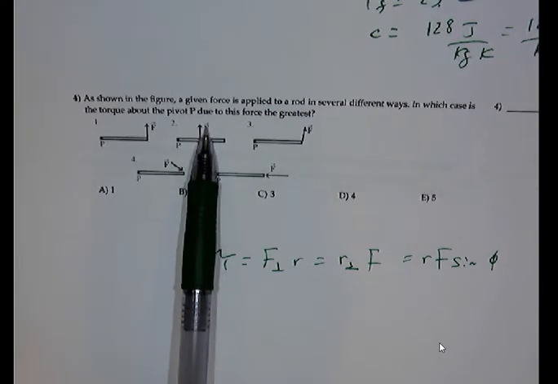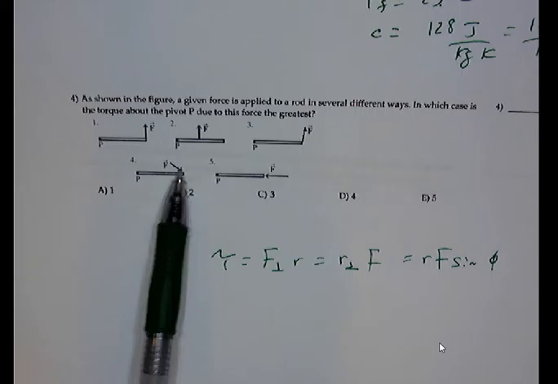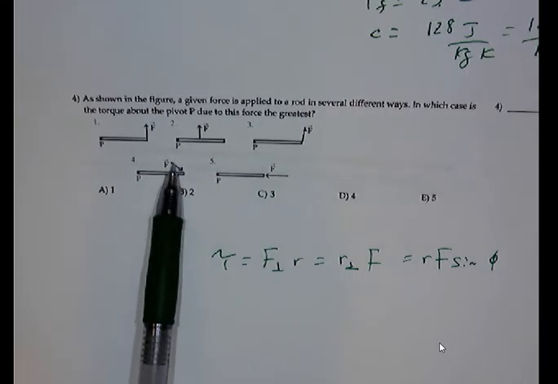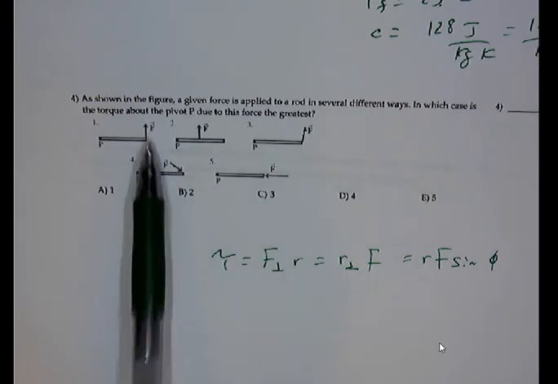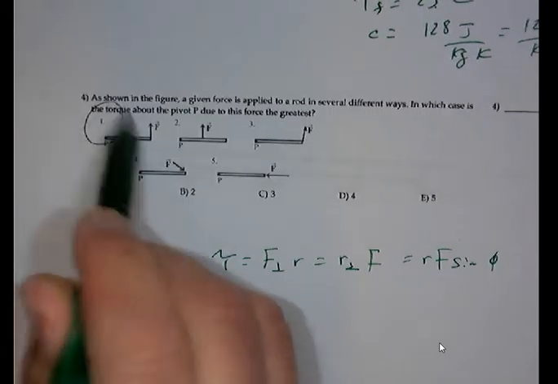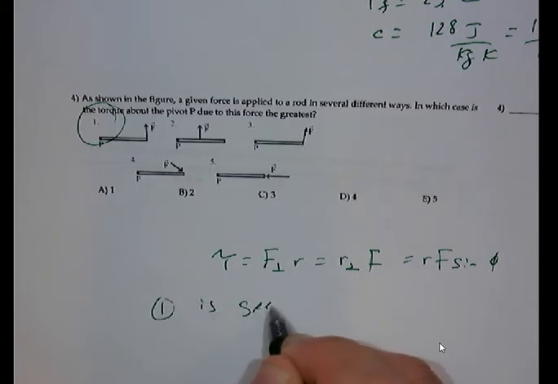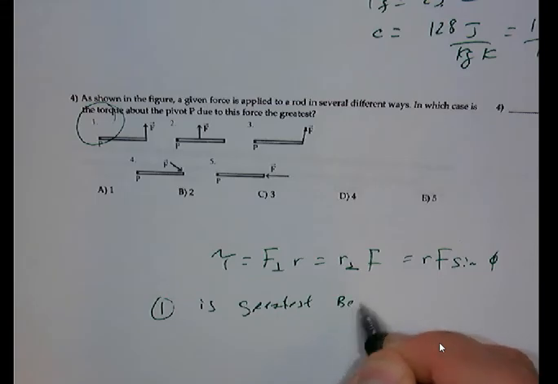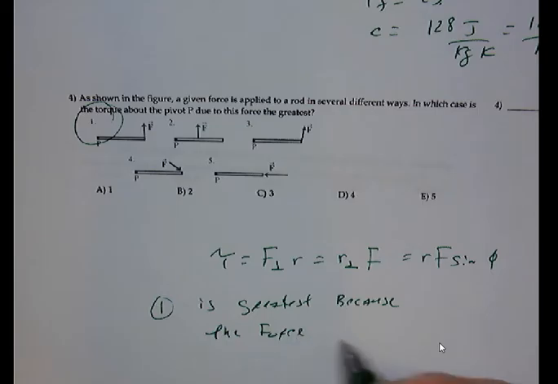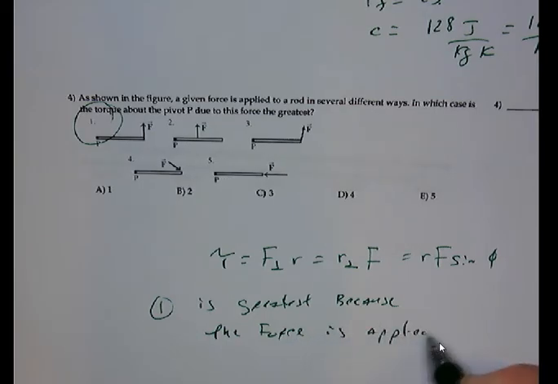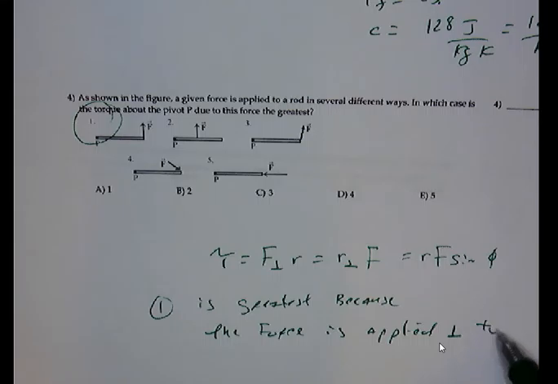So this was not the greatest. This force and this force are applied at some sort of angle, a little bit of an angle, whereas in the first one, it's completely perpendicular. So this will give you the biggest torque. Okay, and if it said explain, I would say number 1 is the greatest torque because the force is applied perpendicular to R, where R is the greatest.